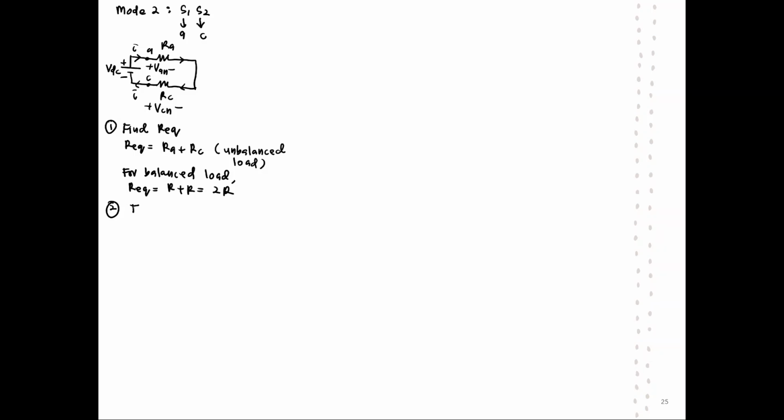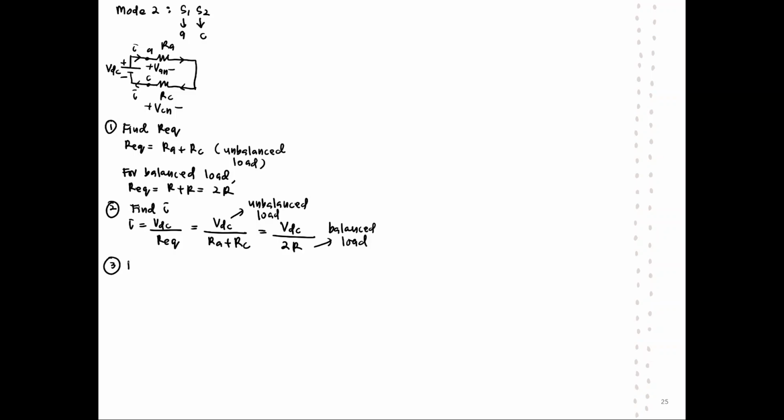And then for the current, next we need to find our current. We are using Ohm's law. The actual equivalent will be RA plus RC. If you have a balanced load, then it becomes 2R. If you have an unbalanced load or you are not sure of the value for the load, use the actual values. Here is the equation for a balanced load.